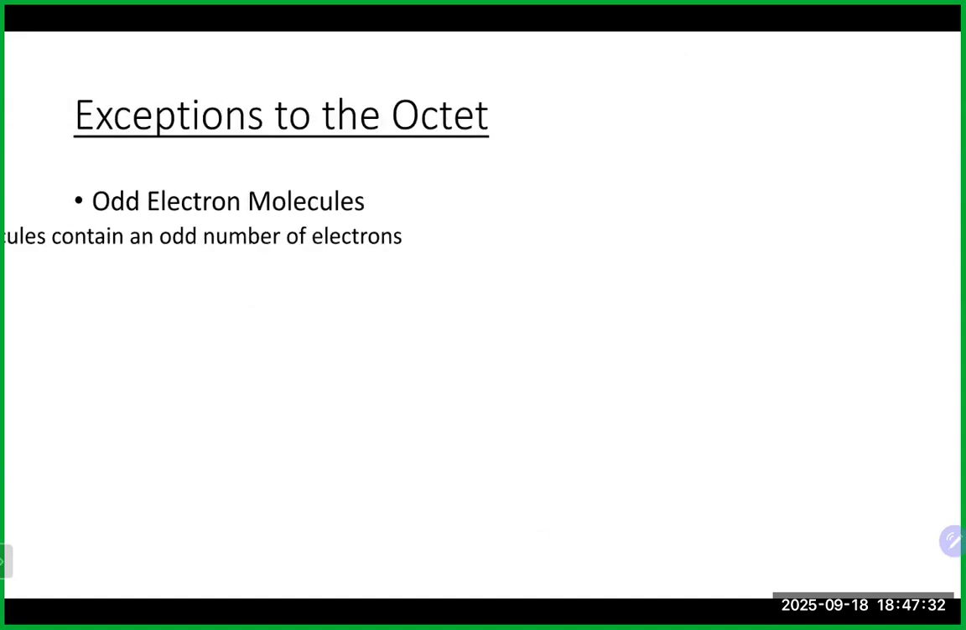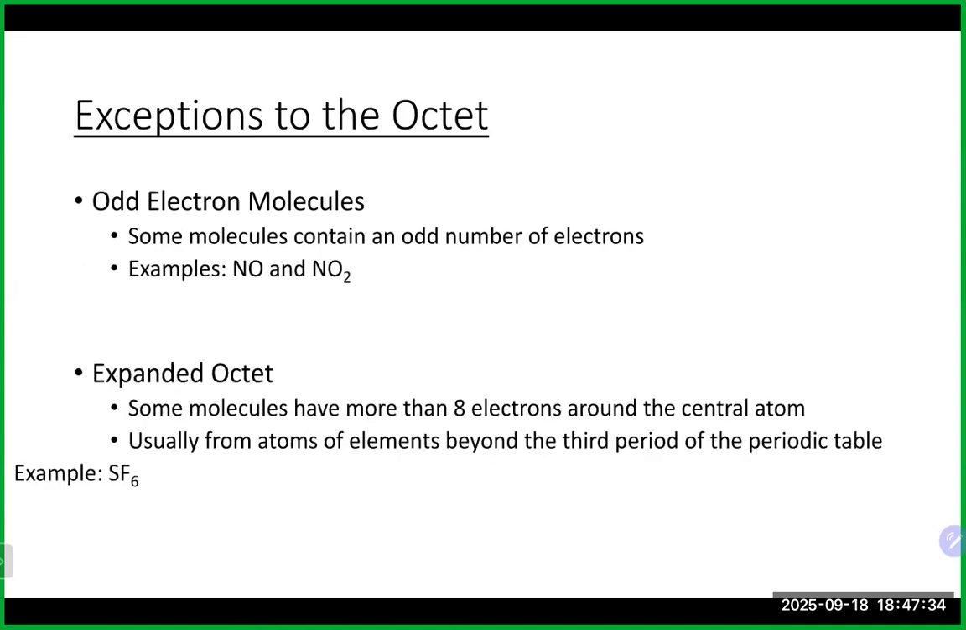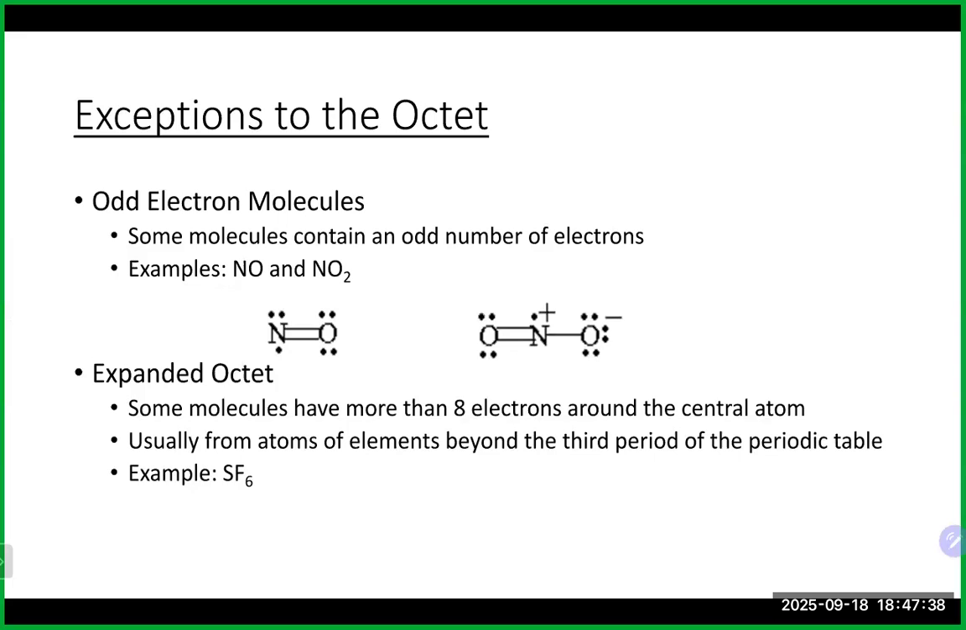The next couple of exceptions to the octet rule are the odd electron molecules. Sometimes there are molecules that have an unpaired electron, sometimes referred to as free radicals because they have an unpaired electron. They're usually very, very reactive because they don't like to have an unpaired electron, so they're trying to fix it, and that usually makes them pretty reactive.